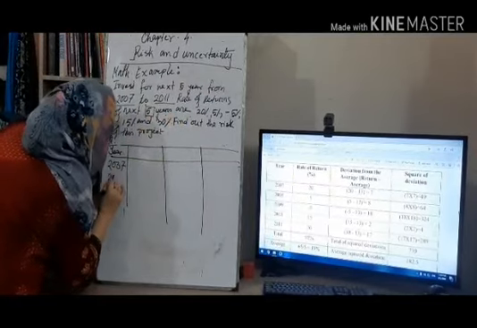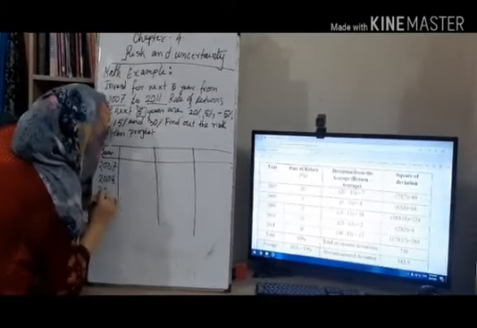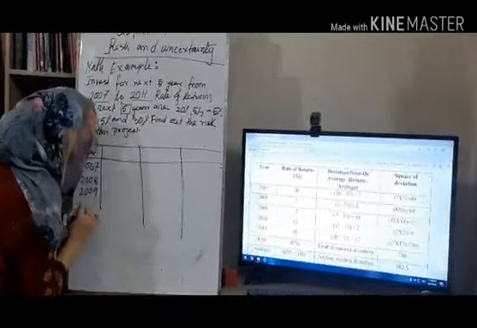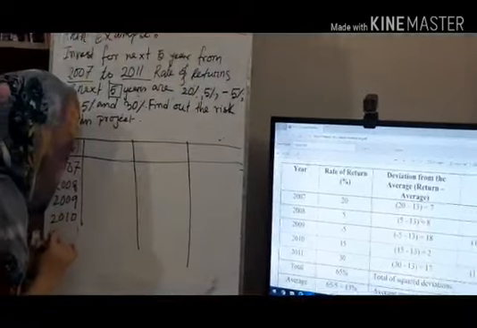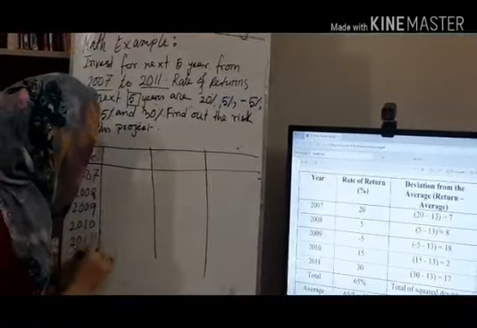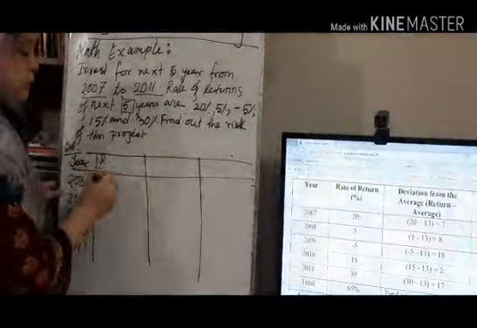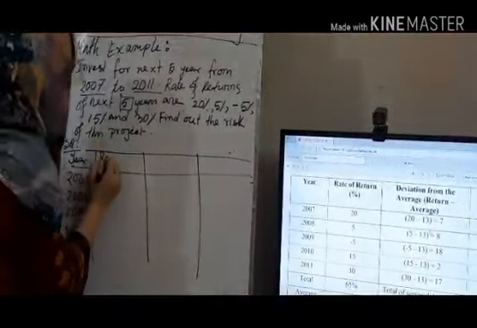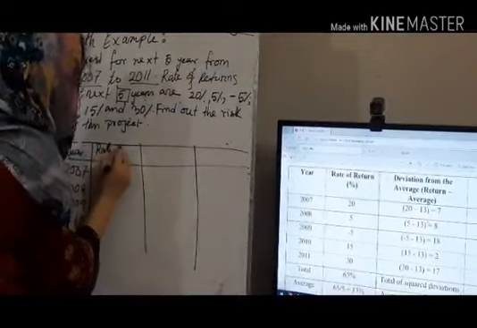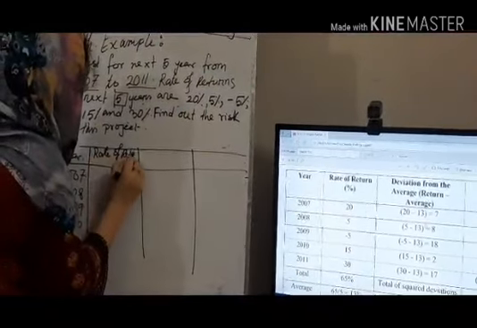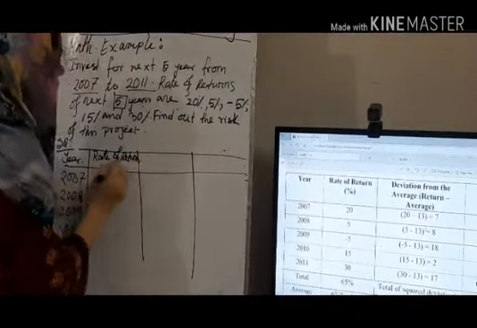So we can write here 2007, 2008, 2009, 2010 and last 2011. And this is the rate of return. Rate of return has to be written in the second column. How can we get the rate of returns?